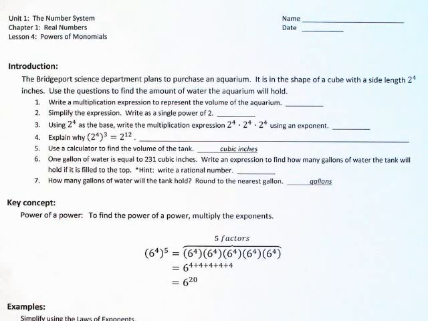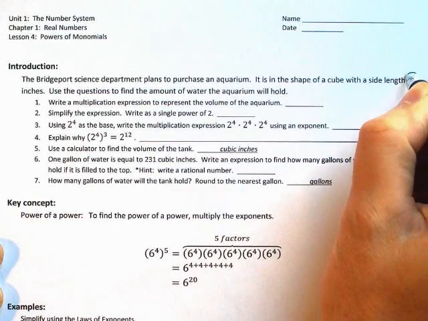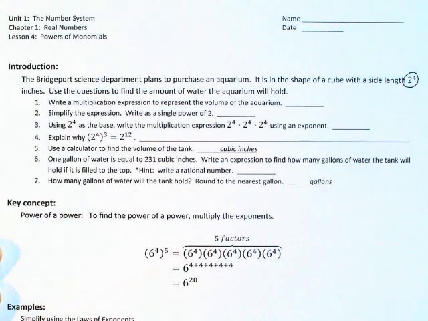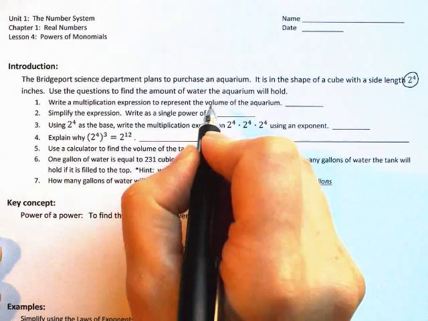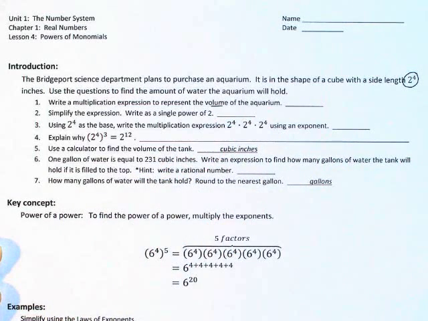Now, to introduce this, let's consider this problem. The Bridgeport Science Department plans to purchase an aquarium. It is in the shape of a cube with a side length 2 to the 4th power inches. Use the questions to find the amount of water the aquarium will hold. So question 1, write a multiplication expression to represent the volume of the aquarium.